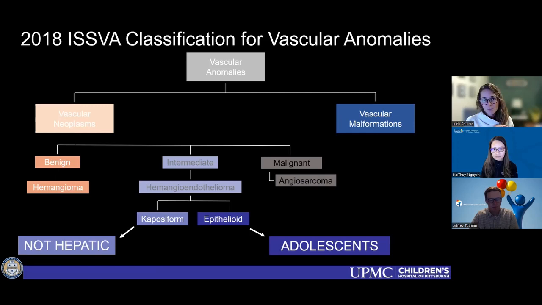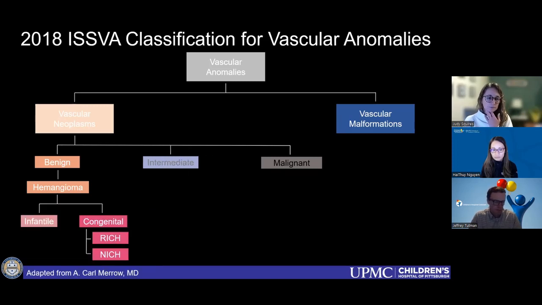And really, when you're talking about hemangioendothelioma in this day and age with the ISSVA classification, you have epithelioid hepatic hemangioendotheliomas, which are in adolescents. Those are older patients with multiple lesions that have a different appearance. They aren't vascular like these hemangiomas are. And then kaposiform hemangioendotheliomas are not typically hepatic primaries. They can involve the viscera and then invade into the liver, but it's a completely different look from these congenital hemangiomas that would occur in the liver.